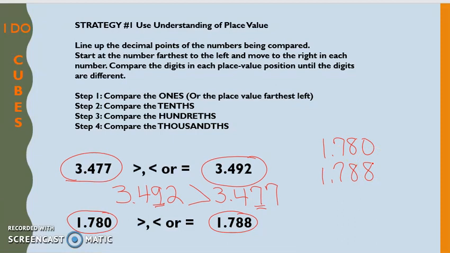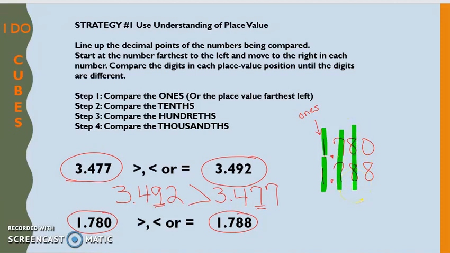If we're following our understanding of place value strategy, we're going to first line up the decimals, which I did. And we're going to start at the number farthest to the left and move to the right in each one of these two numbers. We're going to compare the digits in each place value position until we find a digit that is different. So once again, we are going to start here in the ones place value. We notice that both digits are a 1. So we're going to move to the right to the tenths place value, and we notice that they are both a 7. Next we're going to move to the right to the hundredths place value, and they're both an 8.